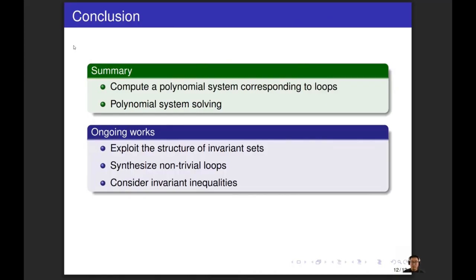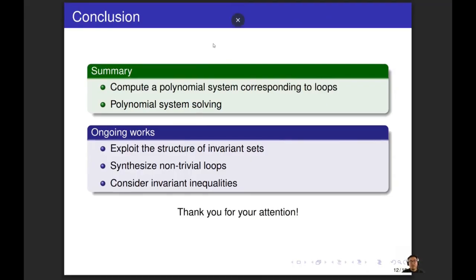Also, we have some ongoing work. The first one: the polynomial systems defining invariant sets have some specific structure, and we would like to use that structure to compute invariant sets in a faster way. The next one is that we would like to synthesize non-trivial loops. As I said before, we might not be able to synthesize non-trivial loops. The last one: in our work, we only consider equation invariants. So of course, the next step is to consider invariant inequalities. Therefore, our problem is synthesizing polynomial loops that satisfy a given set of invariant inequalities. Okay, thank you for your attention.